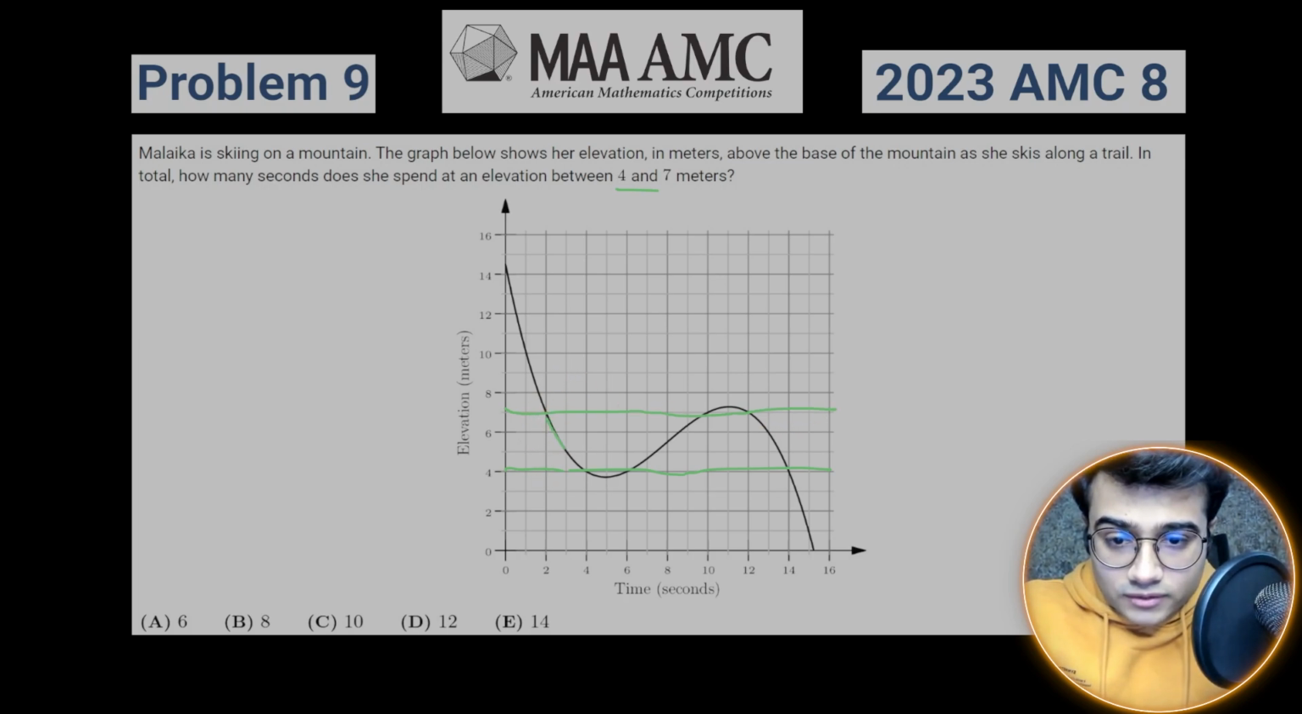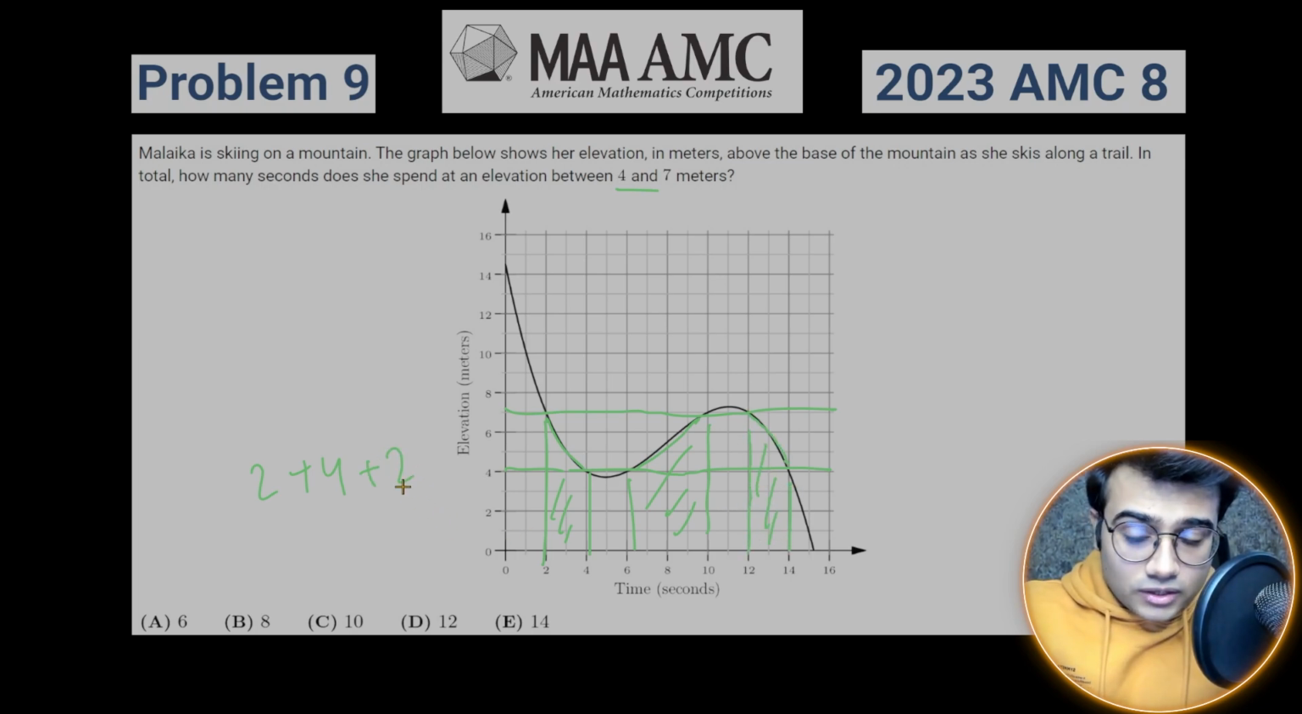So she spends this time between them, and this is going to be 2 to 4, so that's 2 seconds. Then she spends this time between them, so it's going to be from 6 to 10, that's 4 seconds. And then she also spends this time between them, so it's 12 to 14, so that's another 2 seconds. So 4, 2, and 2, that's going to be 8, so the answer is B.